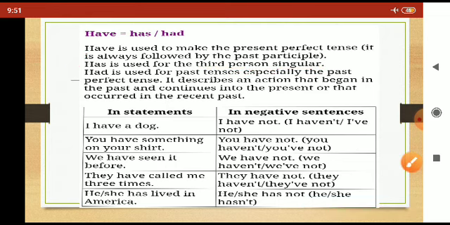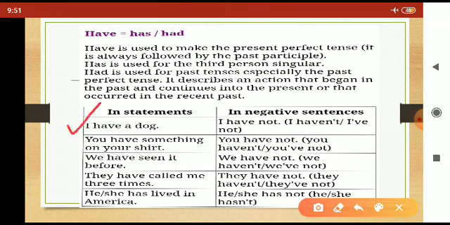Had is used for past tense, especially for the past perfect tense. So whenever you use had, it should be past perfect tense. Then it describes an action that began in the past and continues into the present or that occurred in the recent past. For example, we have got here, I have a dog.